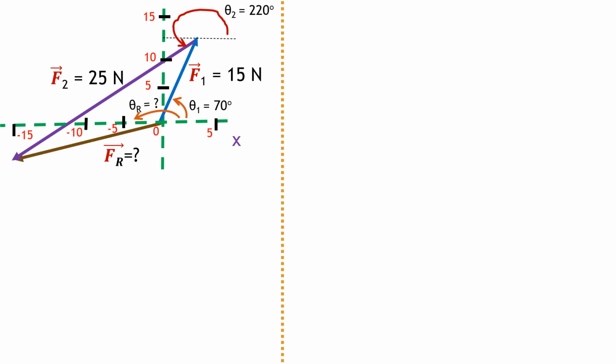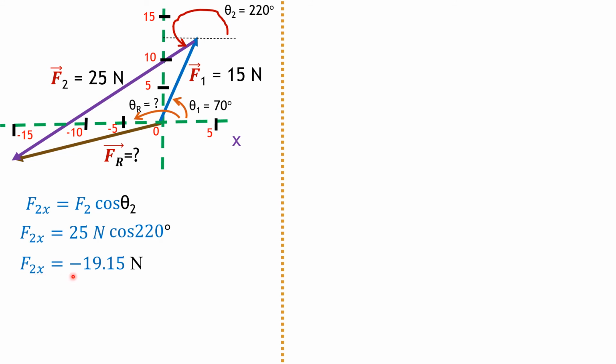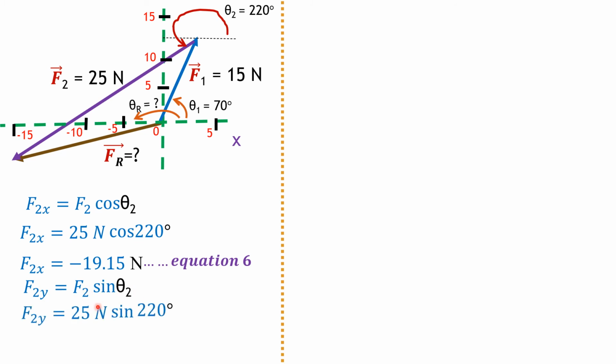Similarly, for vector F2, we can write F2x is equals to F2 cos theta 2. Putting the values of F2 and theta 2, we get F2x is equals to 25 Newton into cos 220 degree. After solving, we get F2x is equals to minus 19.15 Newton. Let's say it equation number 6. F2y is equals to F2 sine theta 2. Putting the values of F2 and theta 2, we get F2y is equals to 25 Newton into sine 220 degree. After solving, we get F2y is equals to minus 16.07 Newton. Let's say it equation number 7.